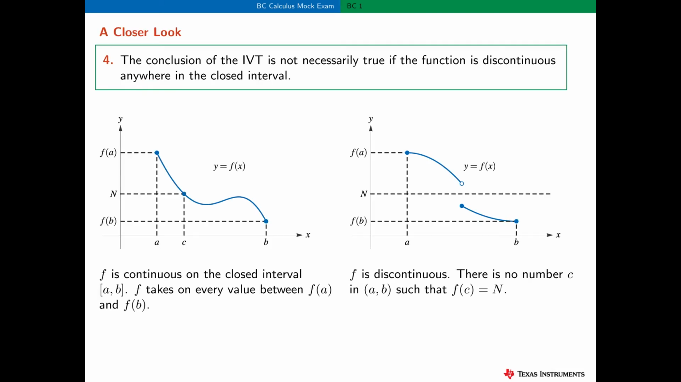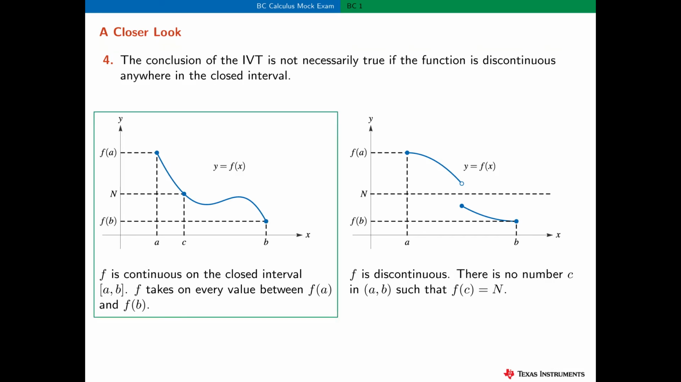And I think we should note that the IVT is not necessarily true if the function is discontinuous anywhere in the closed interval a to b. And here are two graphs to illustrate the conclusion of the IVT and what could go wrong if the function is discontinuous. In this graph, the function f is continuous on the interval a to b. Therefore, for any value n between f of a and f of b, there must be a value c between a and b, such that f of c is equal to n.